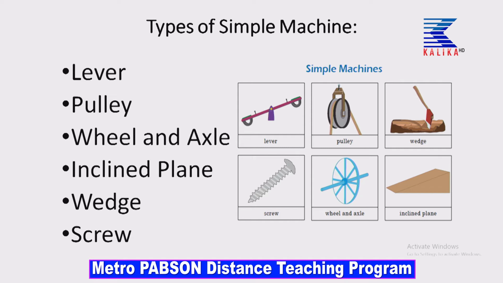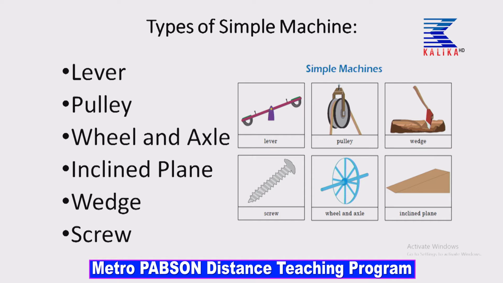So any kind of simple device that we use in our daily life can be categorized under these 6 different types. So if you think of any simple device, that definitely comes in one of the types mentioned here. So first one is lever.